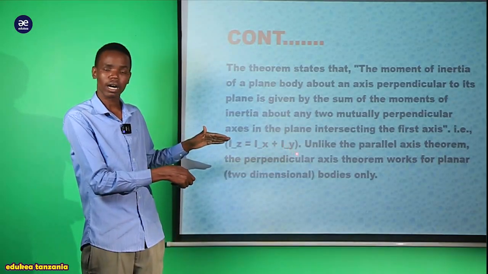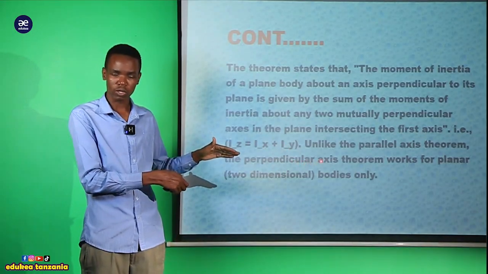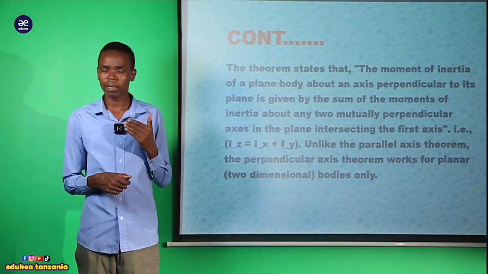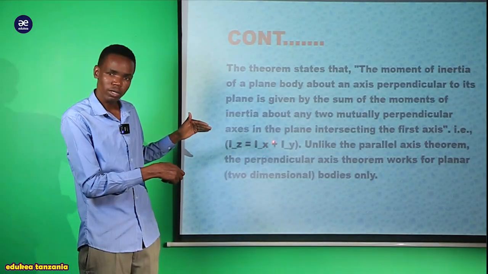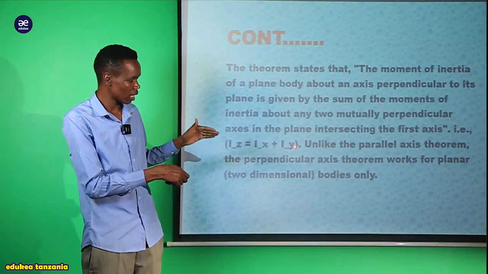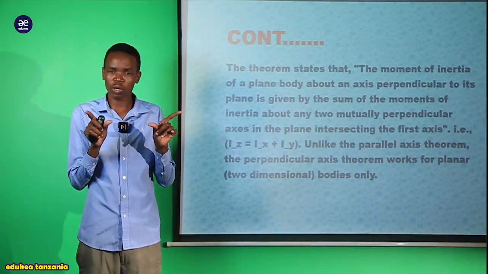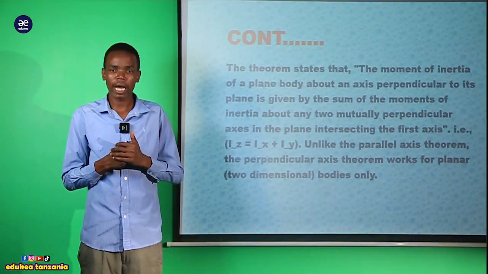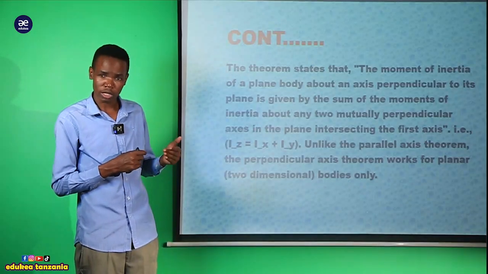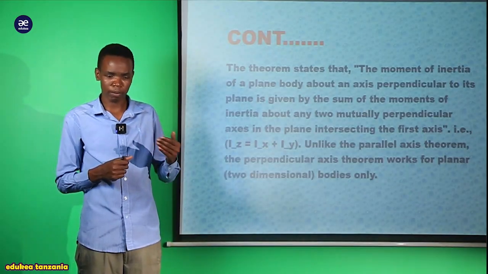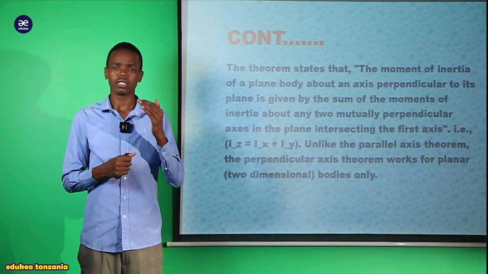Then we add the moment of inertia along the y-axis. But you have to remember that the x-axis and the y-axis lie mutually perpendicular to each other. They produce 90 degrees so as to form the perpendicular. So we know that when we talk about the perpendicular, it is 90 degrees.